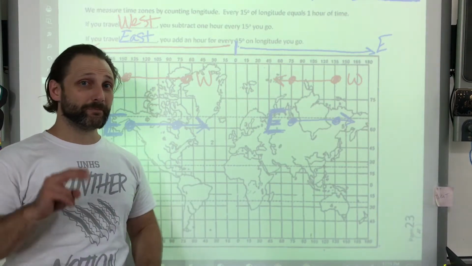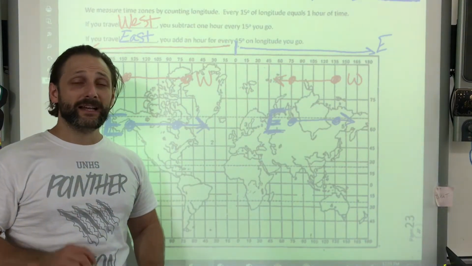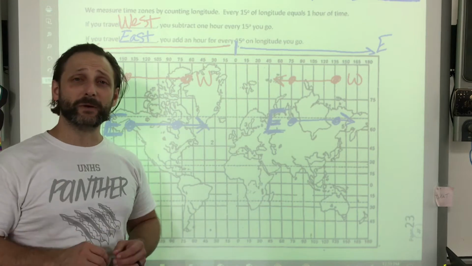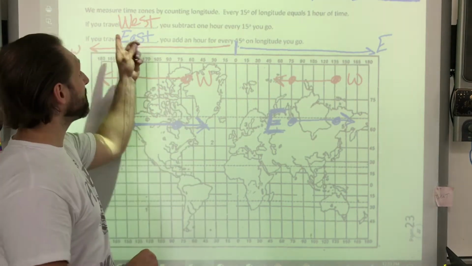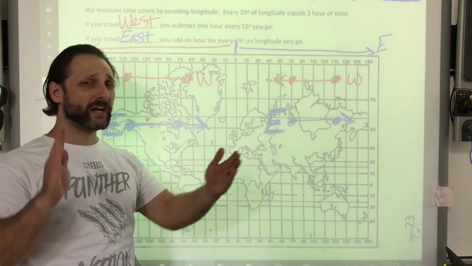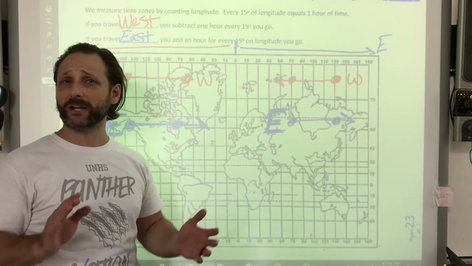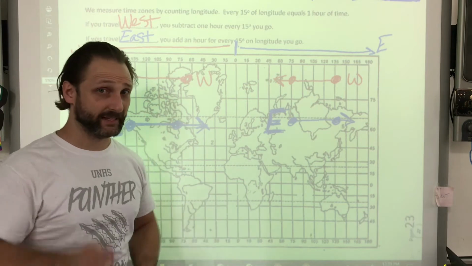Welcome back. This is part 2 of Latitude, Longitude. Now you've had a chance to get your feet wet a little bit with just the coordinate system. Now we're going to use that coordinate system to talk about time zones and how time zones change depending on what direction you go on the planet.